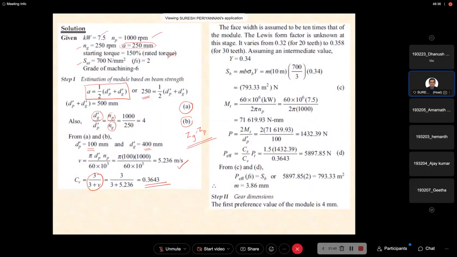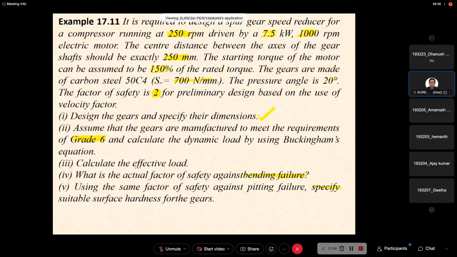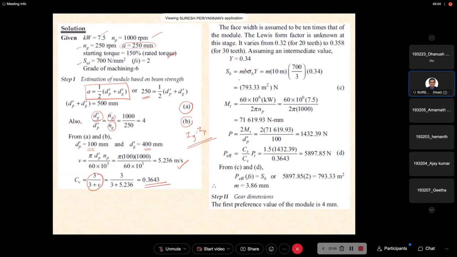The only problem now is that Zg and Zp are not given when we are going to find the beam strength, because our module has to be defined based on the beam strength. In the problem, we have to find the module based on beam strength. When we go for beam strength, we should know the number of teeth on the gear and the number of teeth on the pinion. We don't know them here.